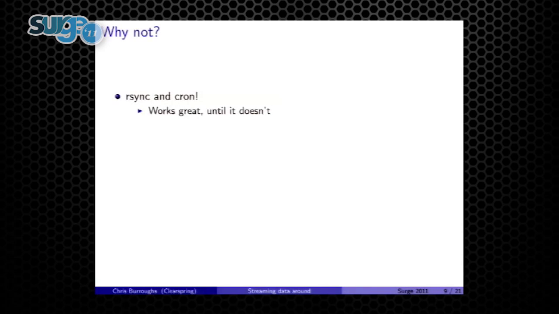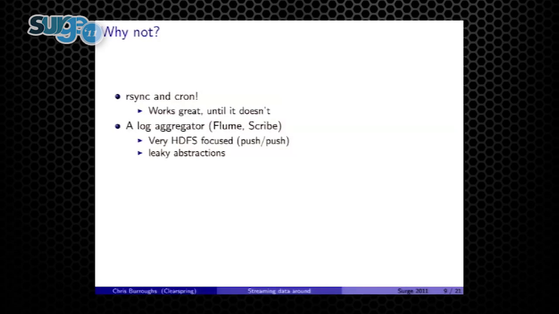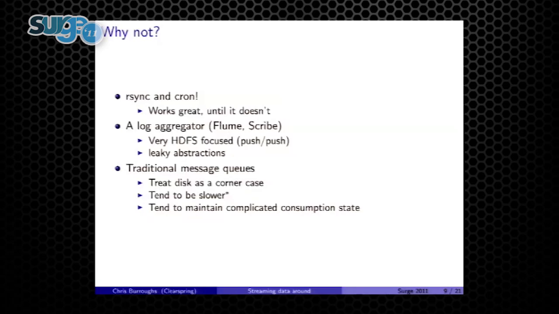But once your files get too small or you have too many servers, it tends to work not so great. There's log aggregators sort of designed for this, like Flume and Scribe. They tend to be very focused on HDFS, that one Hadoop case. And they tend to have a push-push model, which again doesn't let consumers consume at their own pace because someone is pushing them. And then there's traditional message queues like ActiveMQ, RabbitMQ, which remember we started, our first use case was access logs.